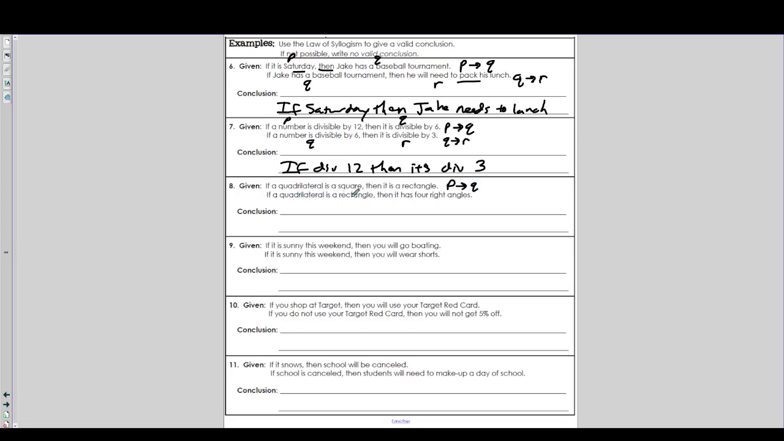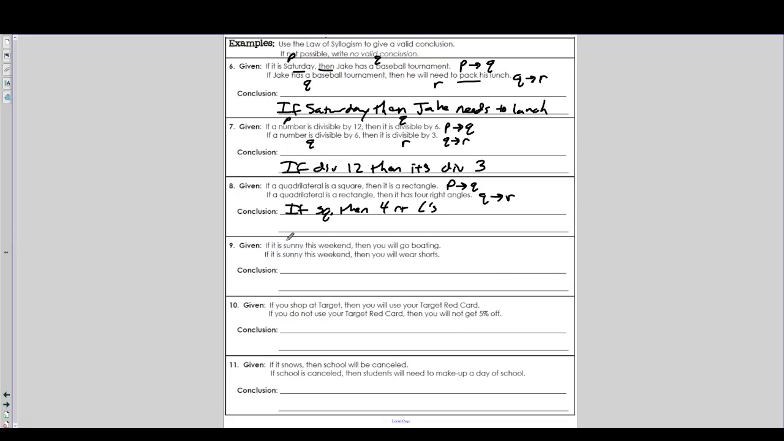If a quadrilateral is a rectangle, that was Q again, then it has 4 right angles, that's R. So this chains together correctly. So if a quadrilateral is a square, then it has 4 right angles. So that is valid. And since those are both true, we can think about that and think, yeah, a square does have 4 right angles.